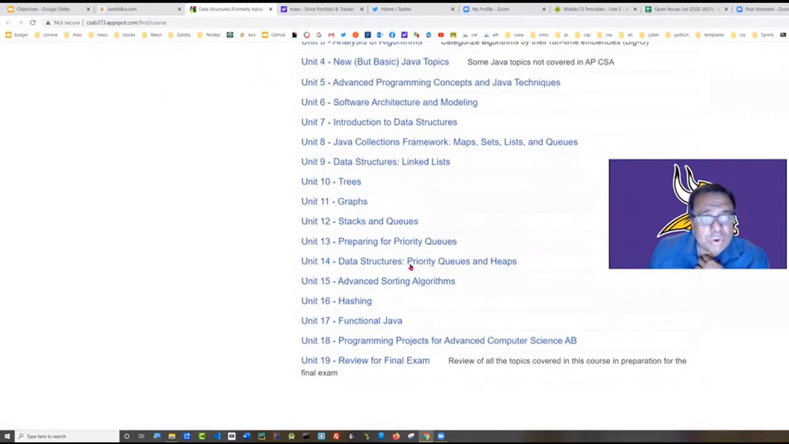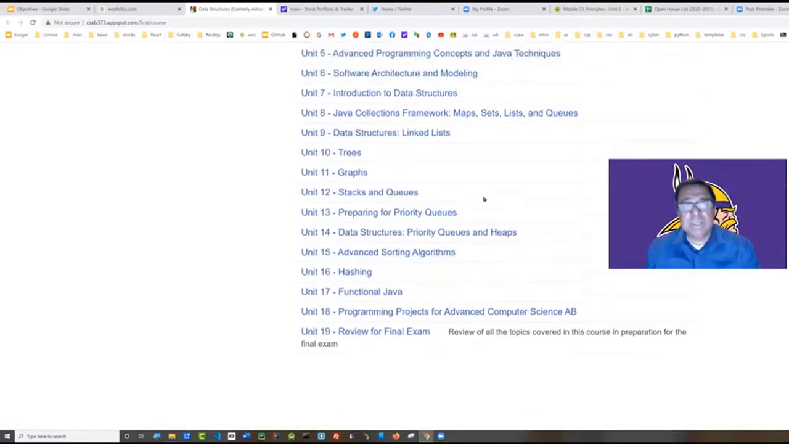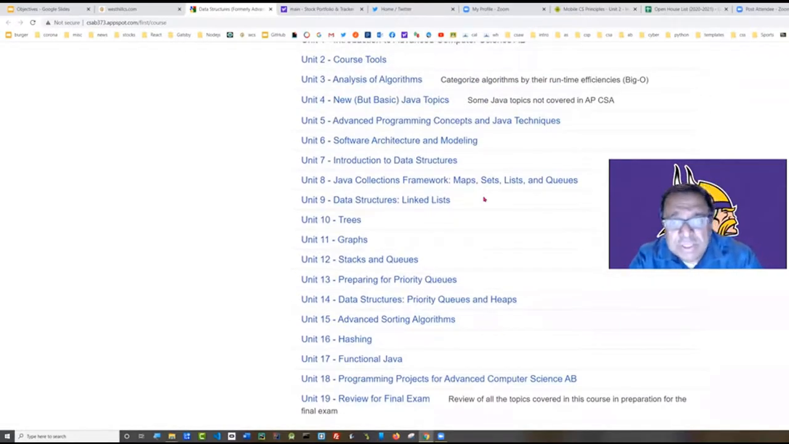But the bulk of the course still consists of these data structure topics, including linked lists, trees, graphs, stacks and queues, and sorting as well as hashing. These are the fundamental data structures that are needed to gain some college-level understanding of programming. And we mostly work through projects in this course using Java, which once again was the original programming language taught for the AP Computer Science A exam.